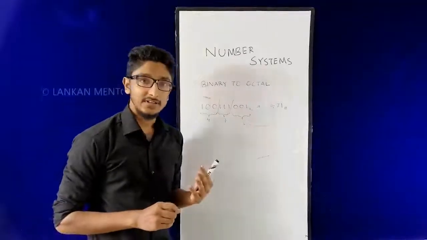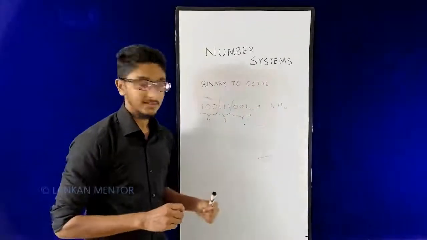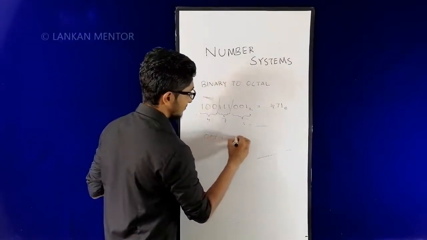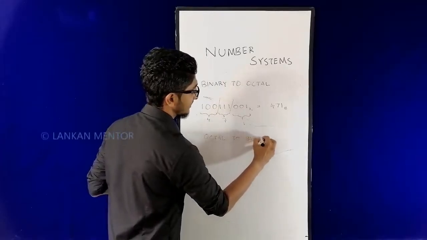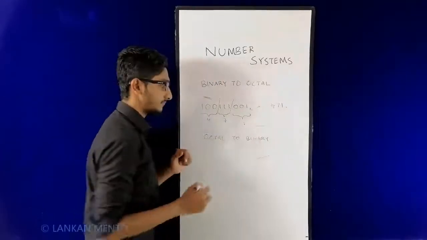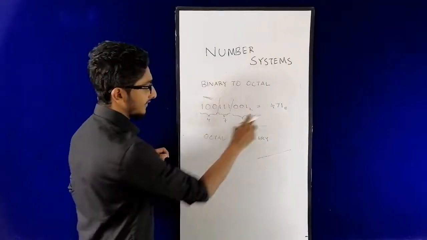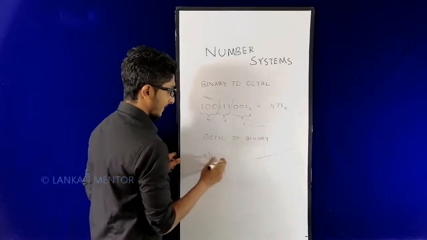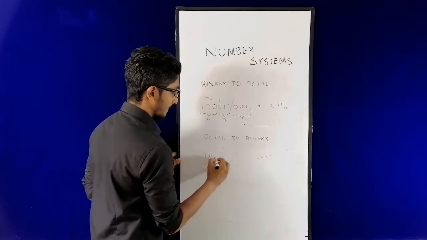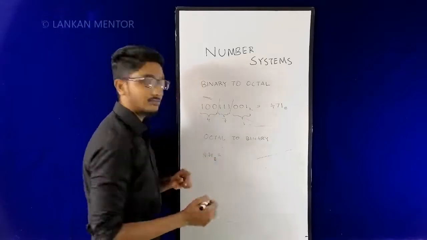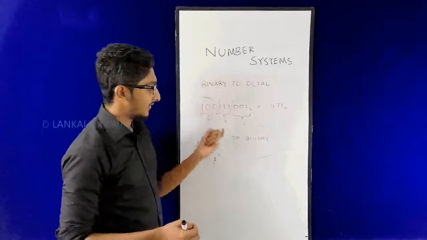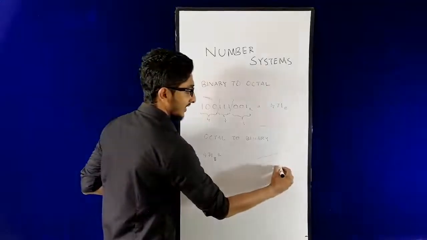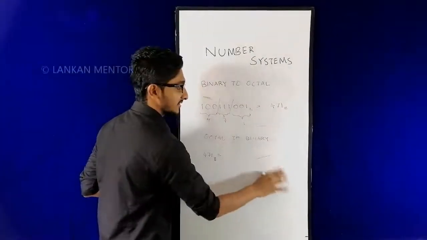Again, it is the vice versa for octal to binary. We'll look into that. Octal to binary. In there you have 471 base 8. So now you have to find the binary value for each and every number. For 1, what is it? 1 divided by 2 is nothing. So it is just 1.